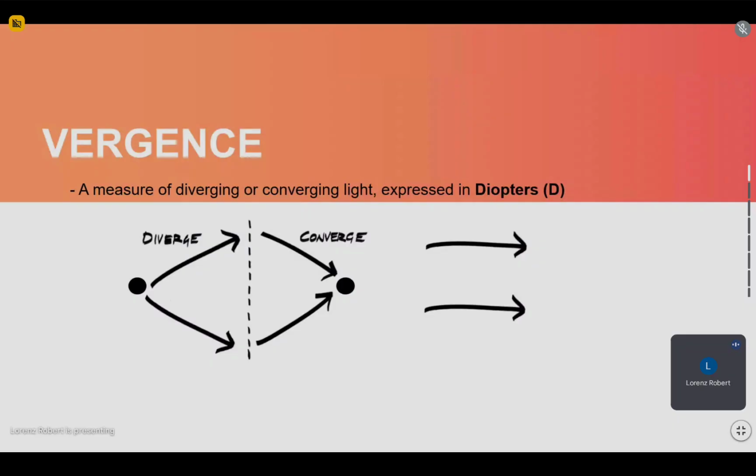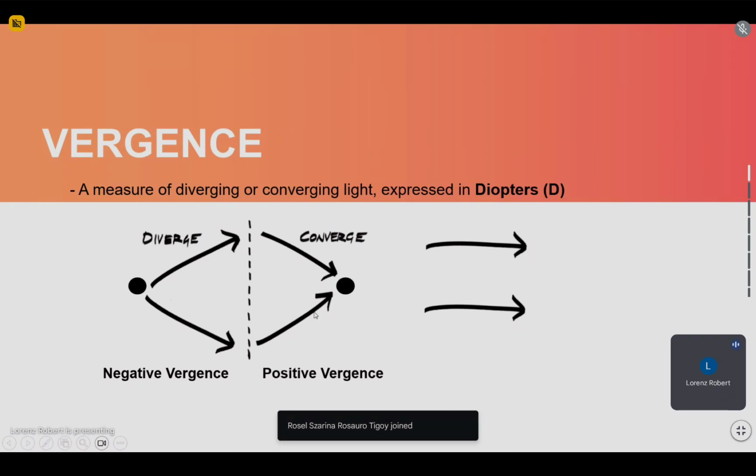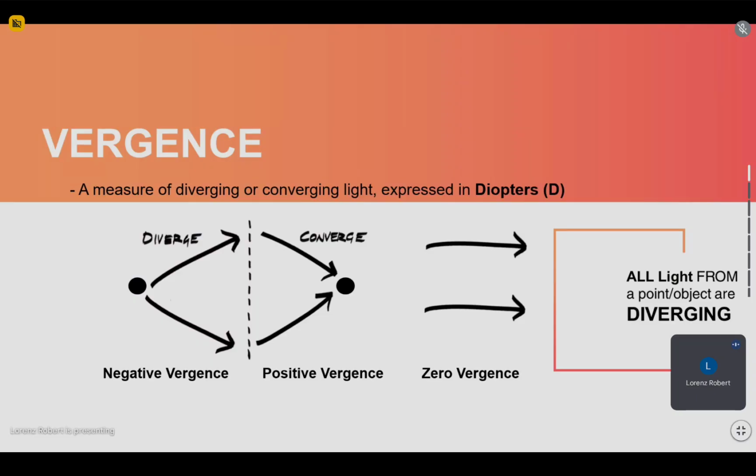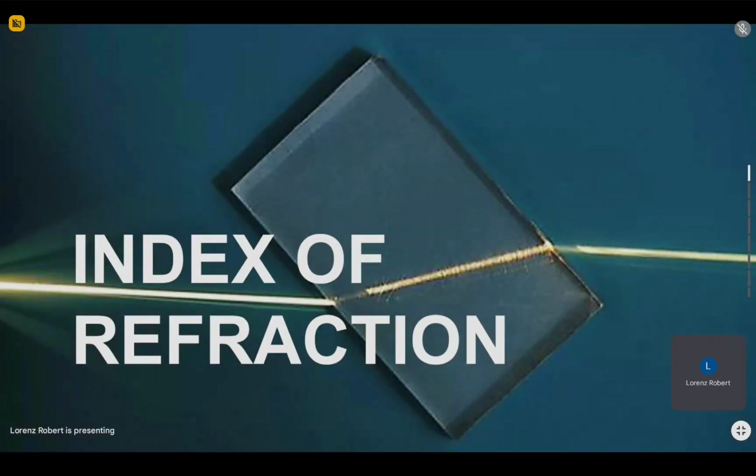We measure it in diopters or prism diopters. A divergent lens causes negative vergence, meaning it scatters light, and convergence, which is positive vergence, focuses light. Zero vergence is when light is parallel, so it is neither focused nor dispersed. All light from a certain point will diverge. It's usually divergent, unless it passes through an optical system.